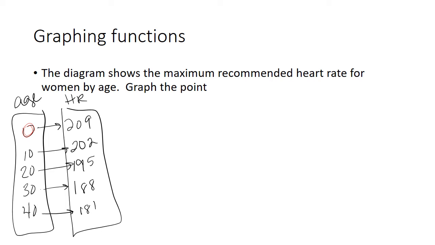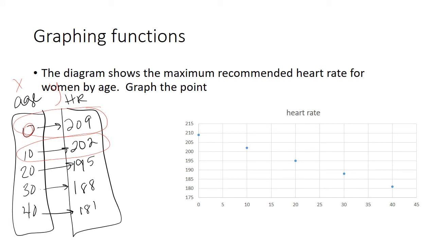So these are points that you could graph. At 0, you would put 209 as the point. At 10 on the x, the y would be 202, because this is the x and this is the y. So here's our chart. At 0 years of age, we would put a dot there. At 10, a dot here. At 20, at 30, and at 40.